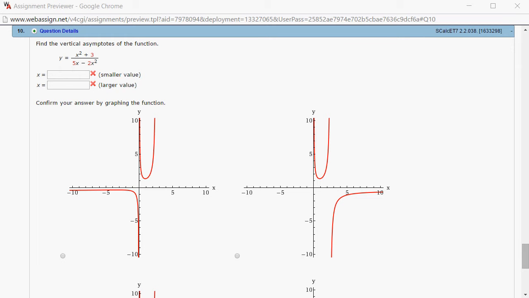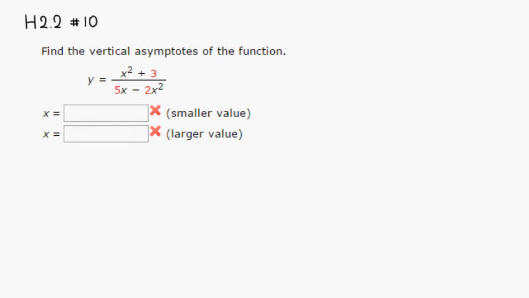Okay, let's look at Hawkes Learning 2.2, problem number 10. We want to find the vertical asymptotes of this rational function. Remember that at the vertical asymptotes, a function has to blow up, and the only way we can do that is when the denominator becomes 0. So let's solve that.